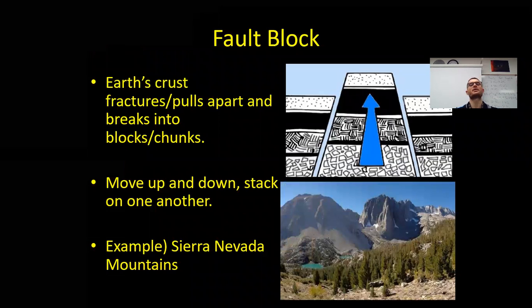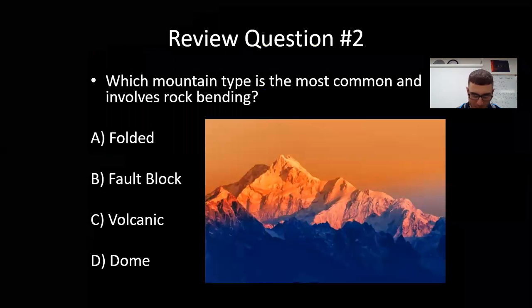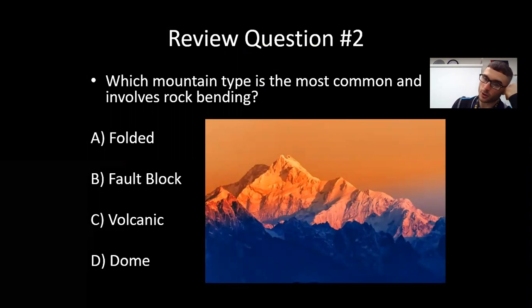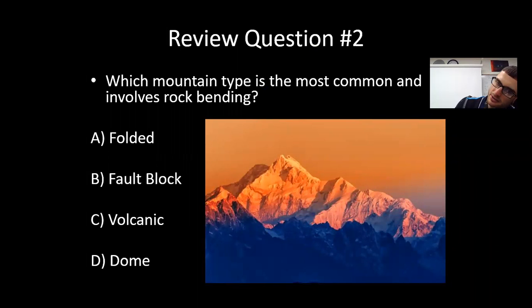All right, continuing from where we left off yesterday, I'll show the ice climbing video. We saw this one yesterday, so hopefully you remember it by heart, right? Which mountain type is the most common and involves rock bending? We just did it for Go Blue. It's A, it's folded. You guys know this.